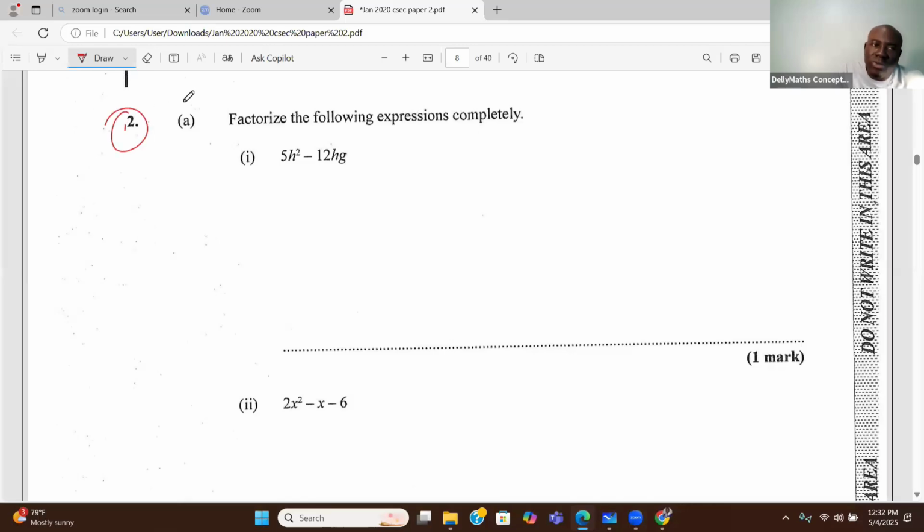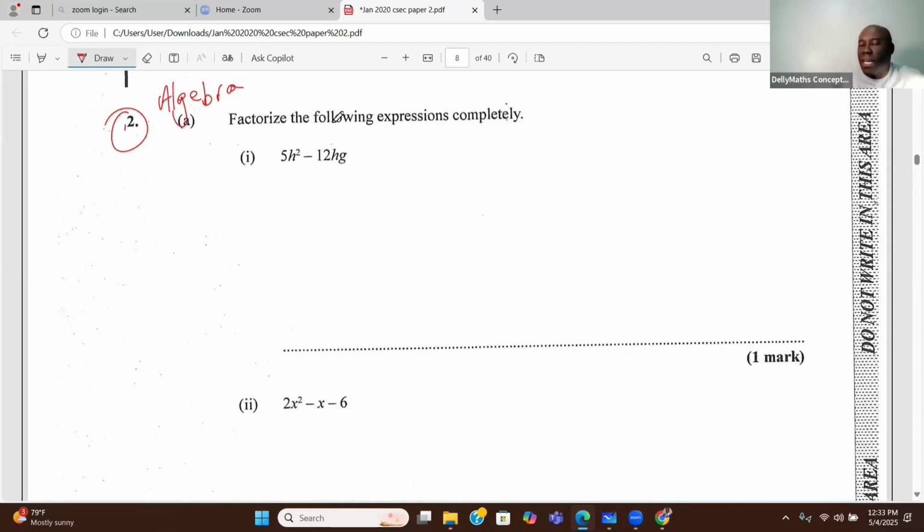So this is a typical number 2. And number 2 is always algebra. Like there's nothing else that comes there. Number 2 is always algebra. So factorization and those stuff come up, or variation, anything like that, solving a simultaneous come up here, or any little thing in algebra. Okay, so it says factorize the following completely.